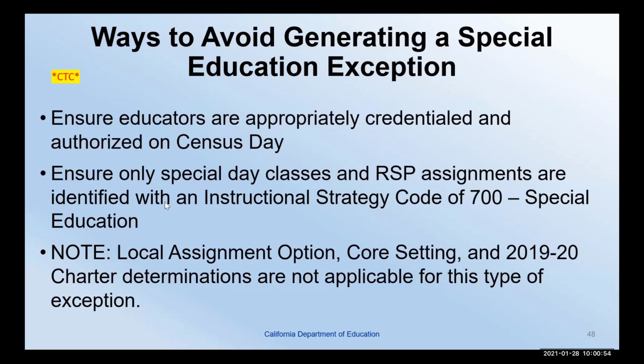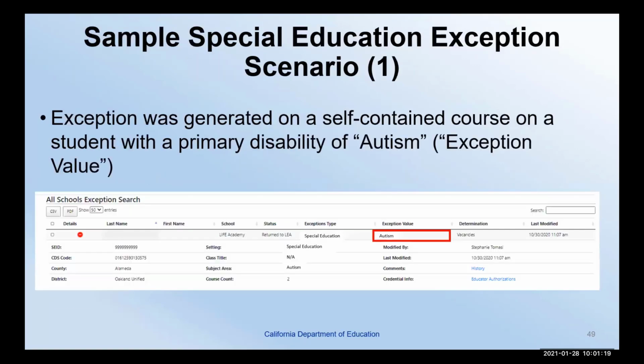Additionally, it's important to note that local assignment options cannot be used in special education programs. So the local assignment option determination would not be appropriate, as well as the course setting and the 1920 charter determinations. Those do not apply to special education exceptions and would not be an appropriate determination to select for them.